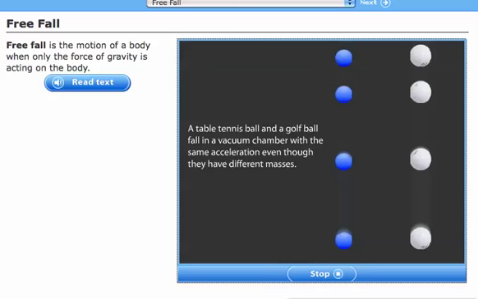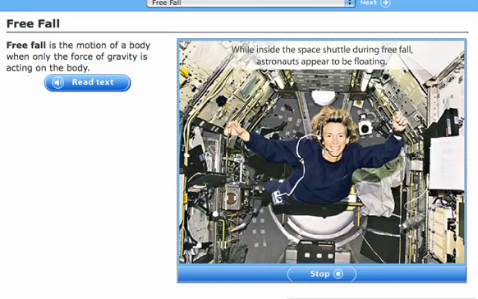Air resistance is a force that slows a falling object. That is why a falling object can only be in free fall if it is in a vacuum. If an object, like a spacecraft, is in free fall, the occupants inside will also be in free fall and appear to float.